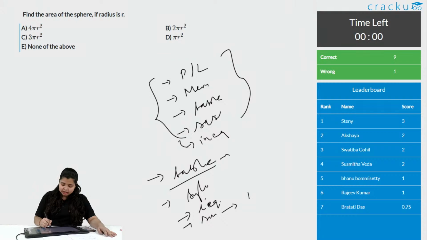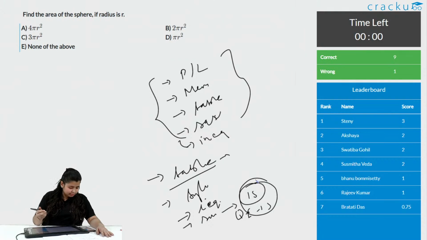As in the examination, you get 15 questions from simplification. Net simplification has 15 questions and quadratic equation has 5 questions. So, here you are simply scoring 20.